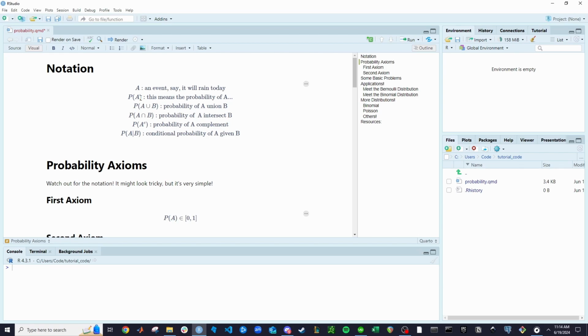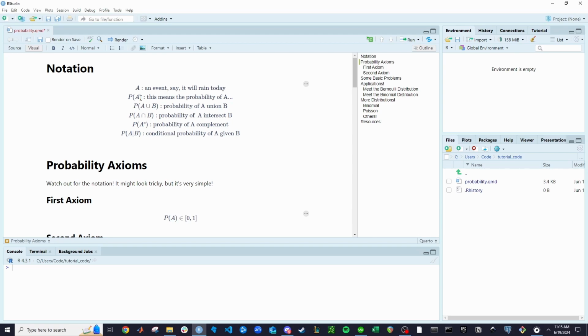And then you have these operations. If you have two events, say A is it's going to rain and B is it's going to hail, you have the union, which is the probability that it rains, or the probability that it hails, or both. That's just the combination of both of those. The intersection is the probability that they both happen, and not just one by themselves.